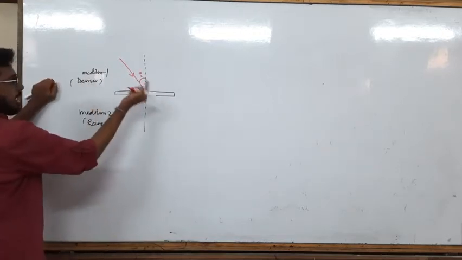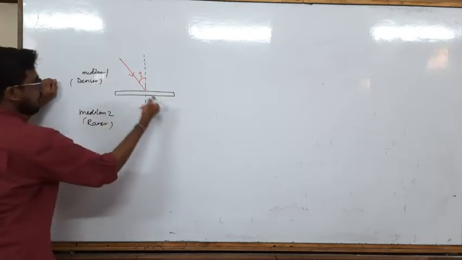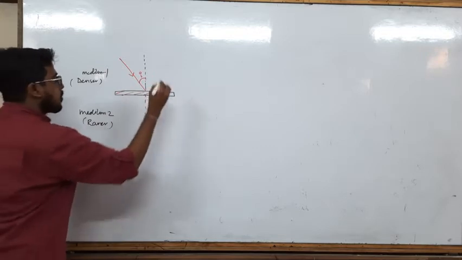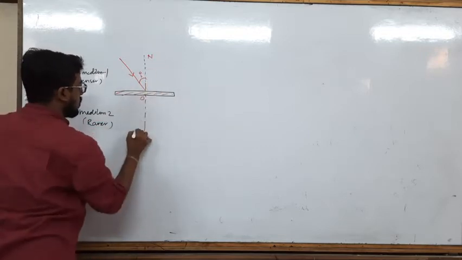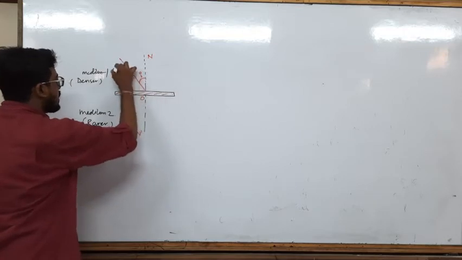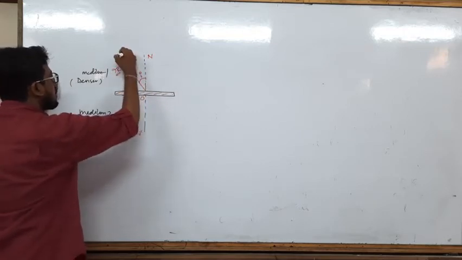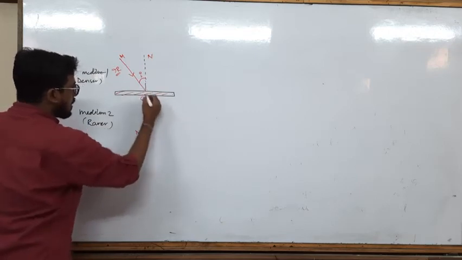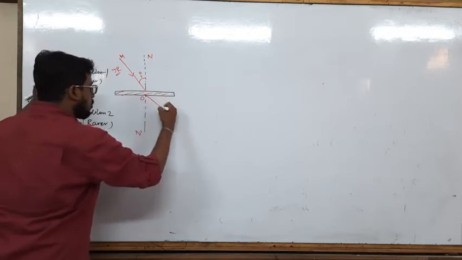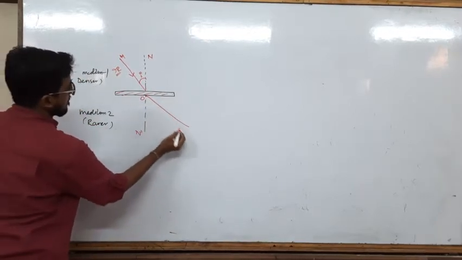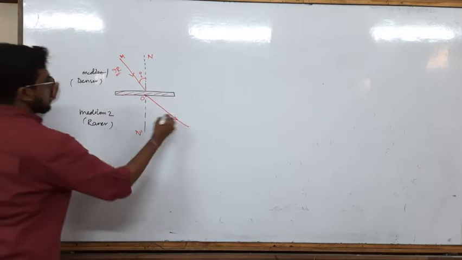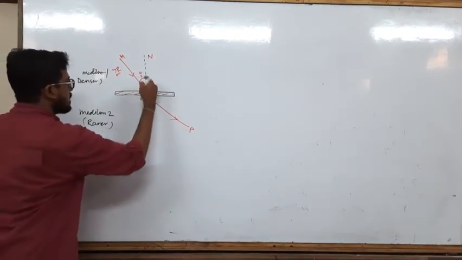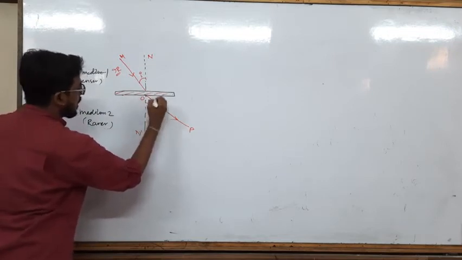So as light travels from denser to rarer medium, after refraction through this surface, the light ray bends away from the normal. Let this be the normal N, O, N dash. This is the incident ray which comes along this direction, let this be M, O. After refraction, the incident ray becomes the refracted ray, and the refracted ray bends away from the normal, so it will go like this. Clear? Now this is OP, this is known as what? Refracted ray. So if this angle is I, this angle will be R.